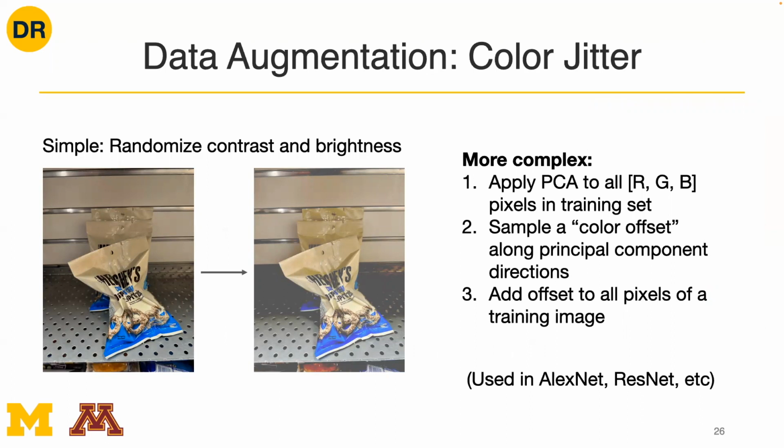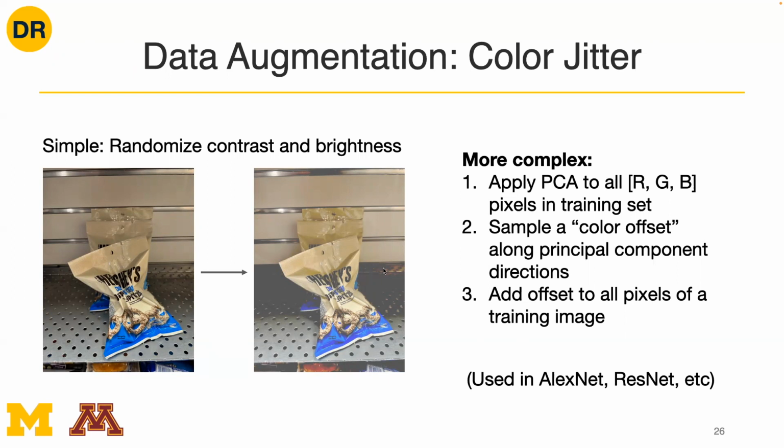Another slightly more complex version of data augmentation is what we call color jitter. In a simple case, you just randomly change the brightness and the contrast in your image. So in this case, you might have your original image of the pretzel bag, and then you slightly increase the contrast and slightly reduce the brightness, and you get this new version. It still represents a pretzel bag, and we still want our model to classify it as a pretzel bag, but we never saw this exact image on the right when we were collecting our data.